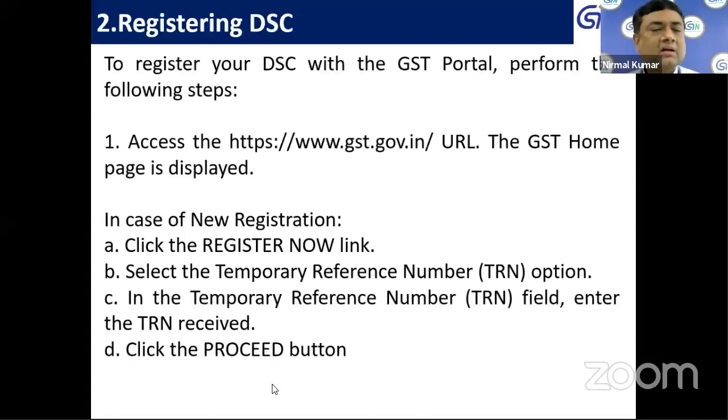In order to register the digital signature certificate at the GST portal, you have to perform the following steps. You have to go to the new registration, select the temporary reference number. Once you select it, you have to enter the TRN, the temporary reference number, and then click on the proceed button.